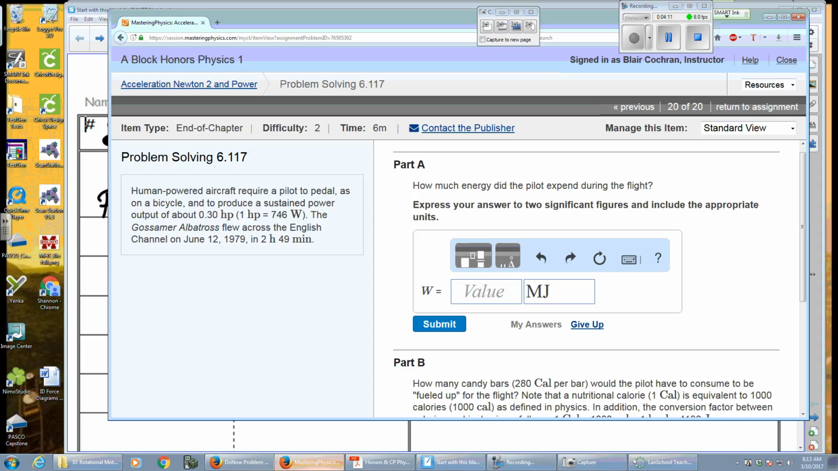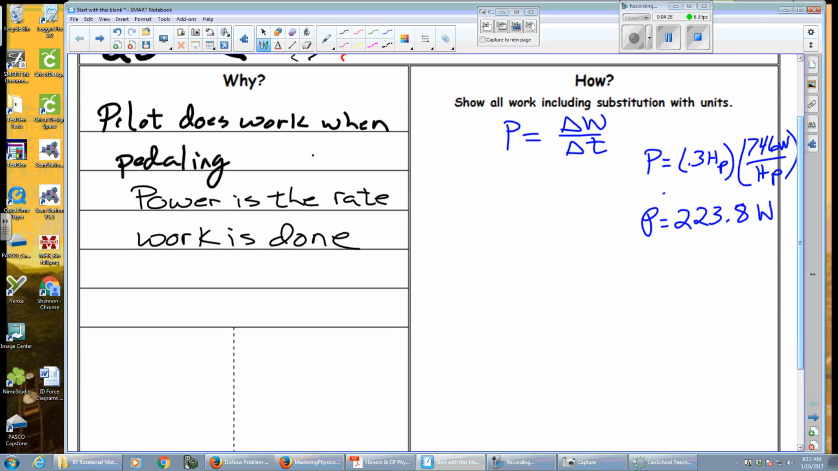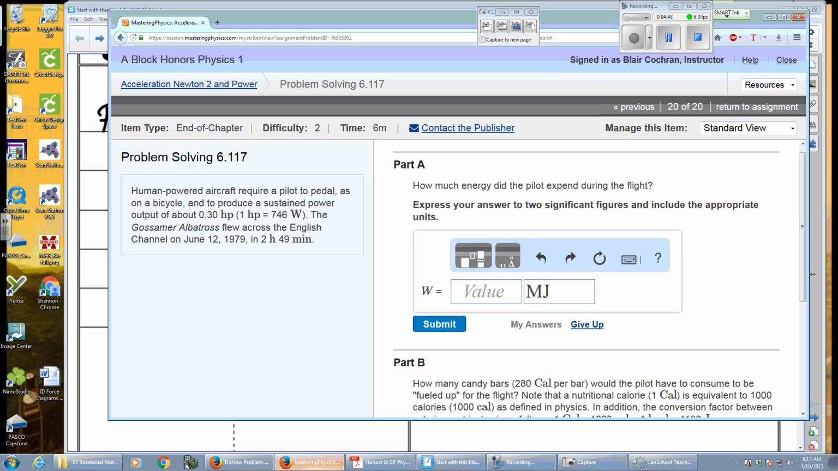And they want to know how much energy does the pilot expend during the flight. And the time that they're traveling for was 2 hours and 49 minutes. That's where we have to do some conversion, because they want to know the energy or the work, so we're going to rearrange this to be delta work equals power times delta time. A little algebra in the morning. But our answer, what's that big M stand for? Megajoules. So they want it in millions of joules. Mega is million.